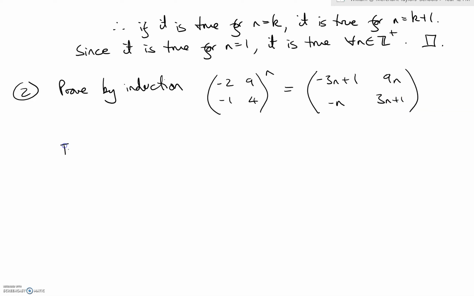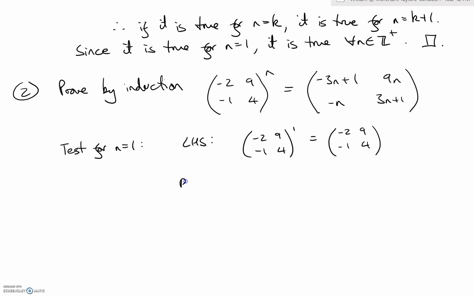First step, we always test for n equals 1. So our left hand side, really simple for matrices, because power of 1 there just gives us the same matrix. And the right hand side, we've got a little bit more to do by subbing in our n equals 1. Just make sure you give yourself plenty of space so that you don't get the elements mixed up. Make sure you've got gaps between them all.